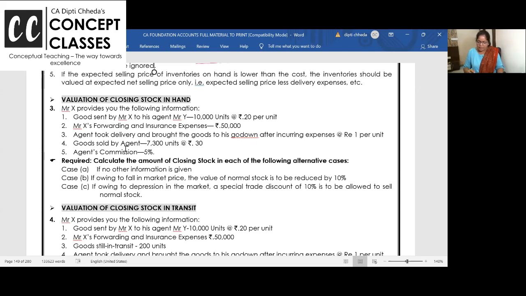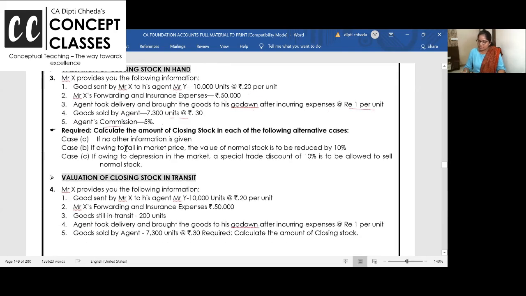Chalo, let us begin. X provides you the following information. Goods are sent from X to Y. X has incurred 50,000. X's expenditure we will take. Consigner's expenditure you will take. Now, the agent took delivery, brought the goods in the godown after incurring 1 rupee expense. Routine expense it is, 1 rupee. Cost of the goods received by the agent and the agent's commission. Calculate the amount of the closing stock.